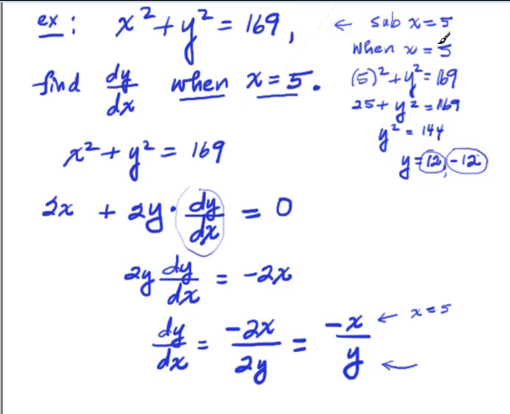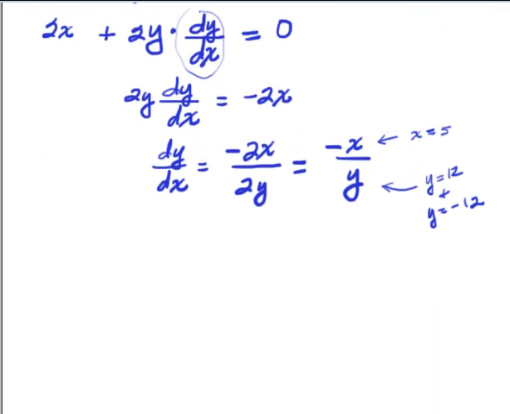That is when x is equal to 5. So when x is equal to 5, we have y is equal to 12 and y is equal to minus 12. So dy/dx when x is equal to 5. Okay, so let's do that.